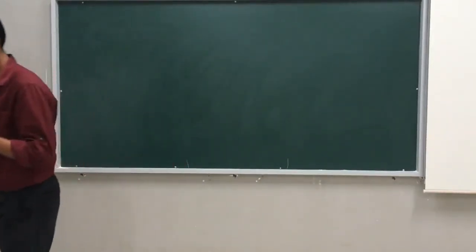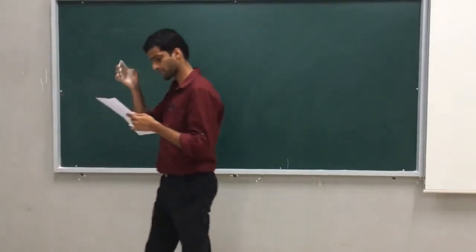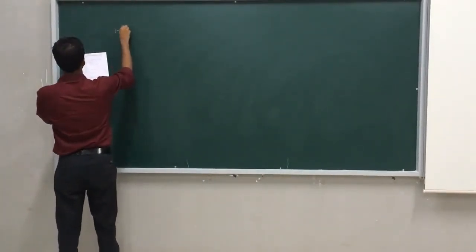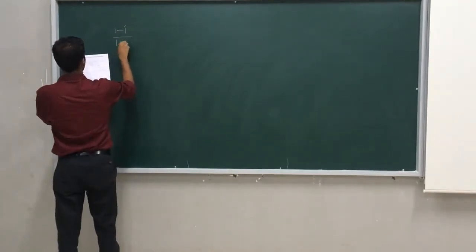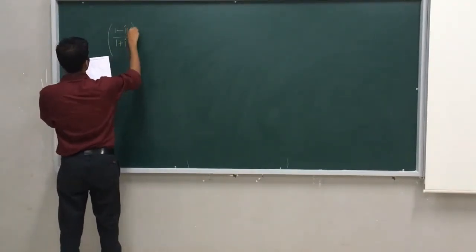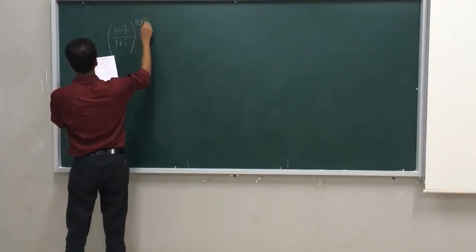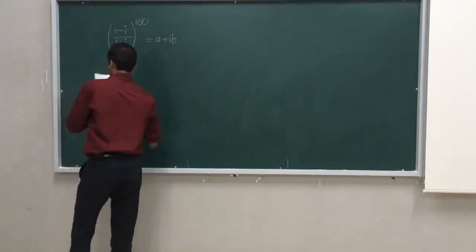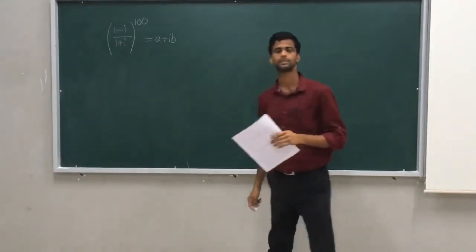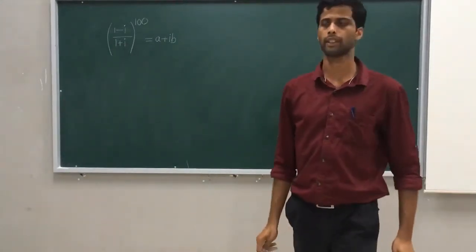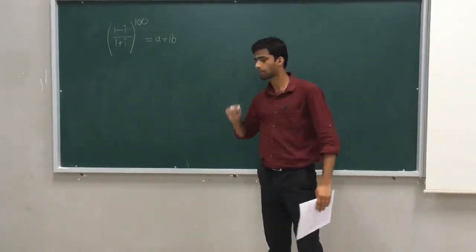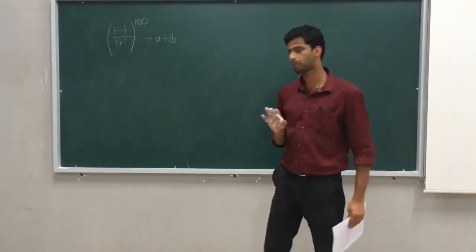In question 6, they expect us, if (1 minus i divided by 1 plus i) to the power 100 is equal to a plus ib, then which option is correct? I always tell one thing: whenever a complex number is given, just check whether it's in standard form or not. This given complex number is not in standard form, so just make it standard.